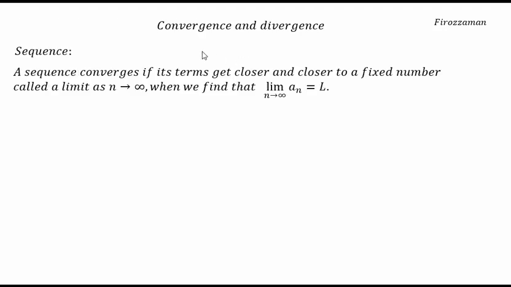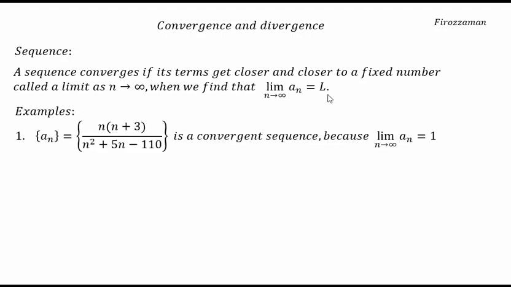Now we talk about convergence and divergence. A sequence is said to be convergent if its terms get closer and closer to a fixed number, which we call the limit, right? This is how we denote it. We say as n approaches infinity, the limit of our terms is L, so it's a fixed number. Here we have an example. For this sequence, we have n times (n plus 3) divided by (n squared plus 5n minus 110), and this is a convergent sequence because the limit is equal to 1.